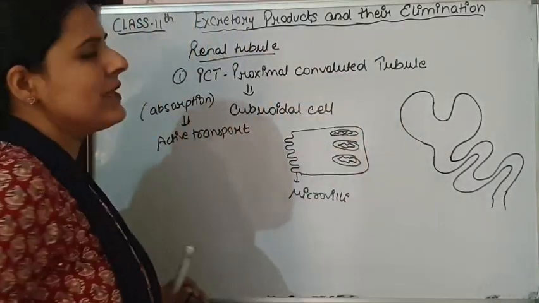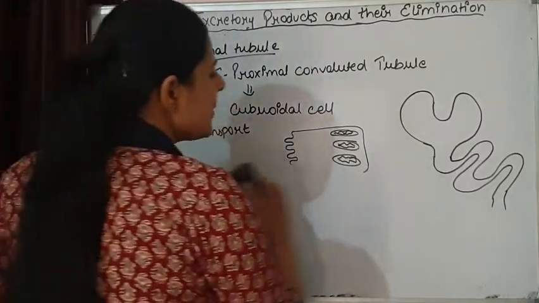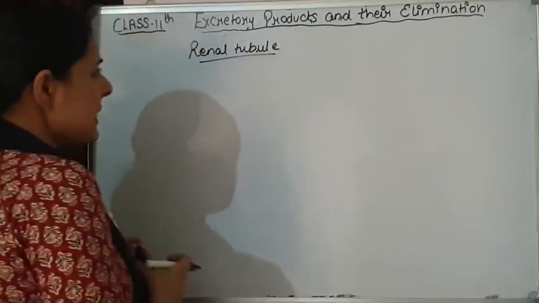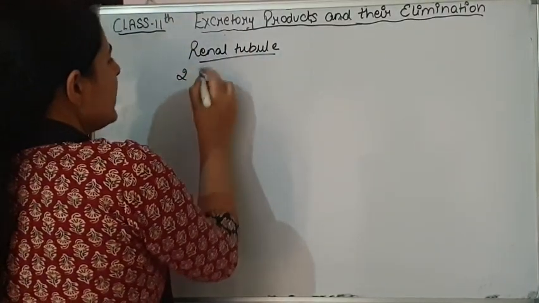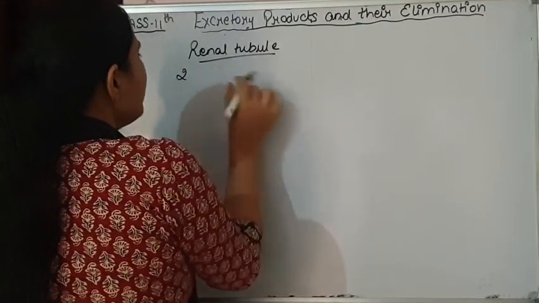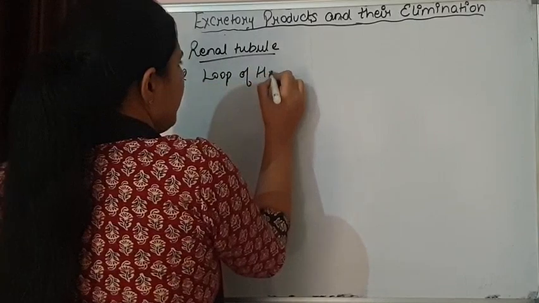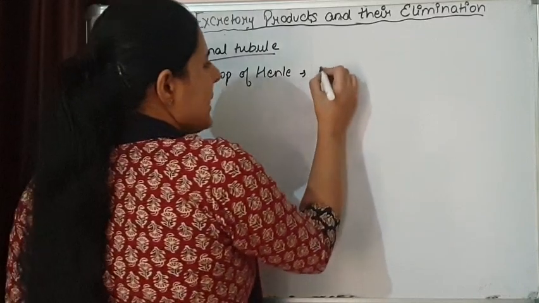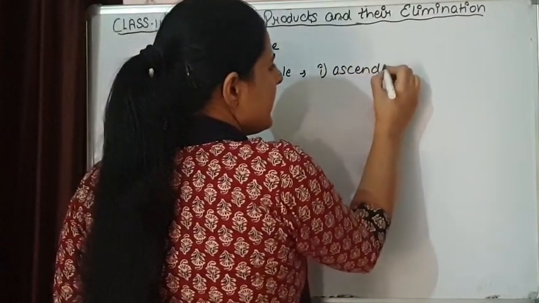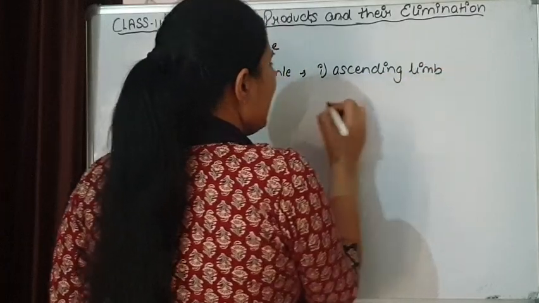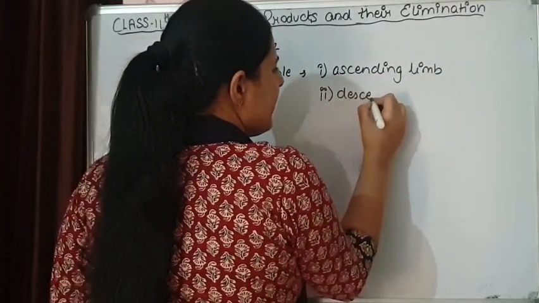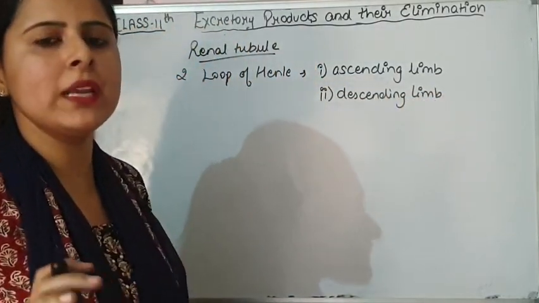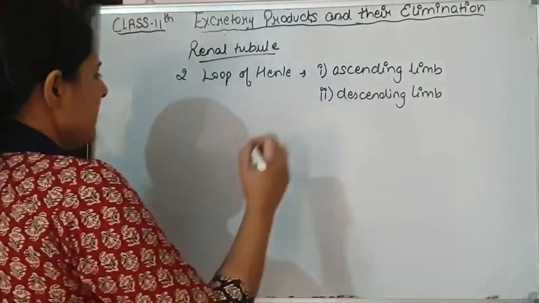Later on we will show all these structures in one single diagram. Now we are only discussing each and every structure individually. Next to PCT comes the loop of Henle. This loop of Henle comprises two parts, the ascending limb and the descending limb. And that is continuously moving in continuity with the PCT. Let me show you.